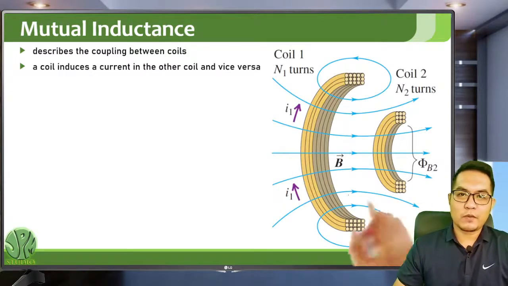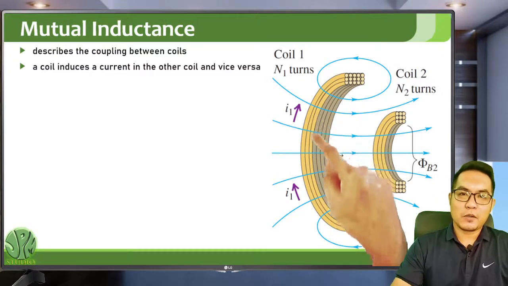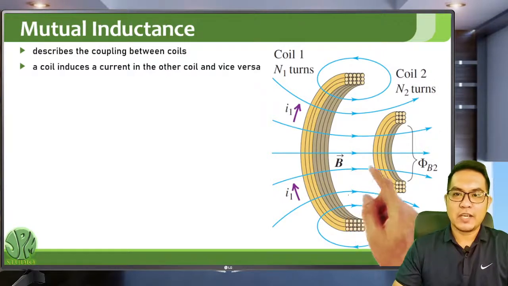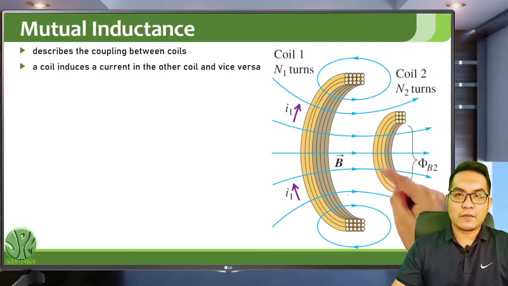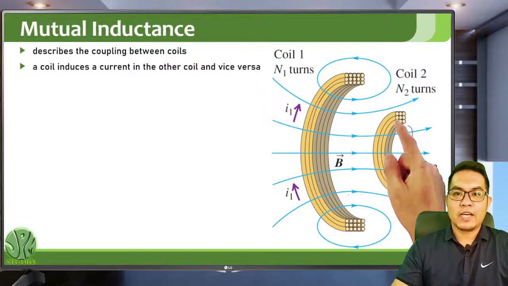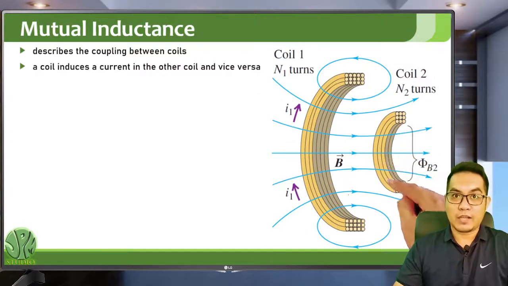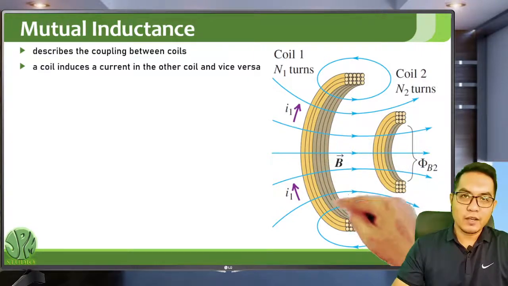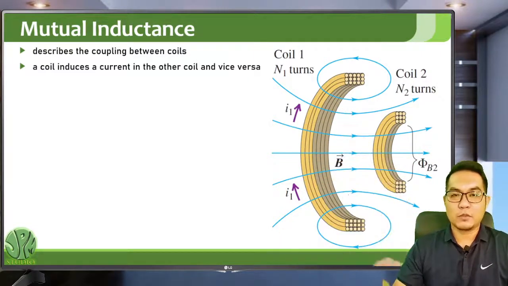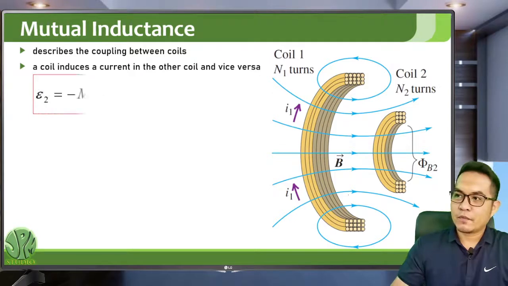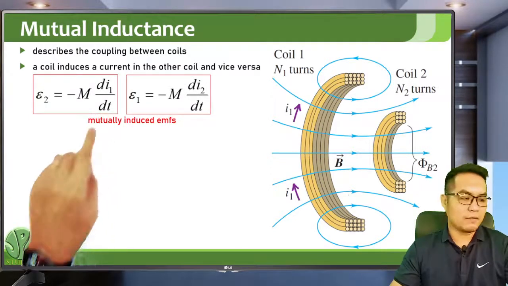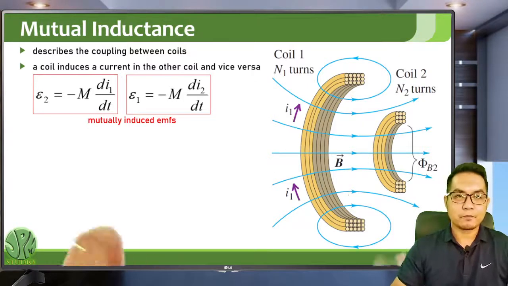Suppose this is coil 1 and this is coil 2. If the current in coil 1 is changing, meaning the flux is changing, the magnetic field is changing, it will induce a current, an EMF, in coil number 2. And since the induced current and induced EMF are also changing, it will induce another EMF back in coil number 1. So the mutually induced EMFs are given by these values here.